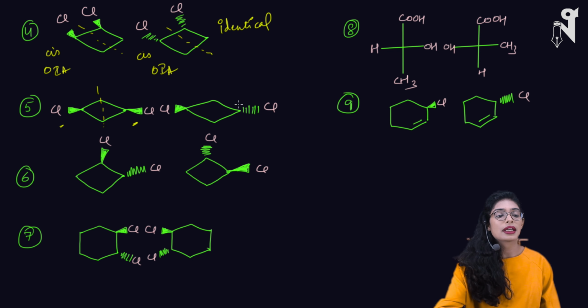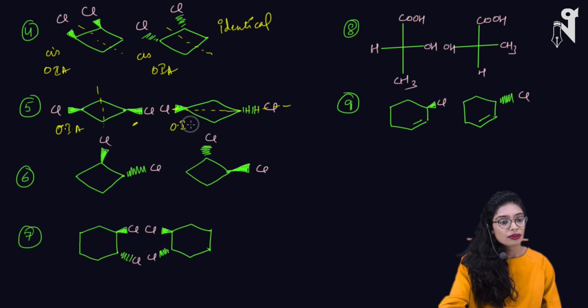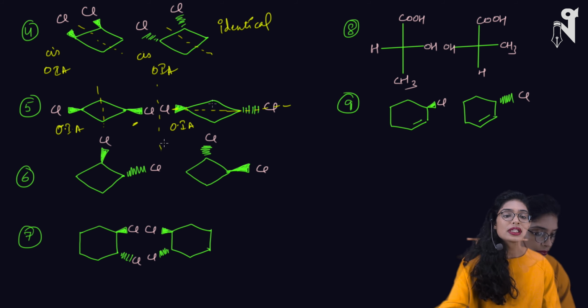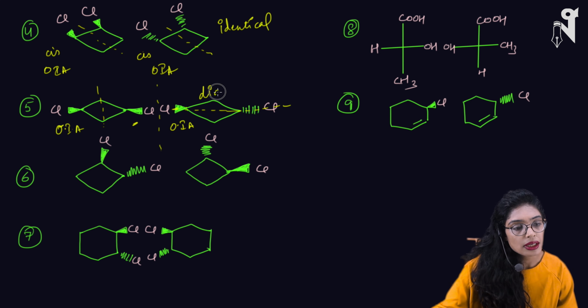This will be like this, and in this case it will be like this. So both the molecules have a plane of symmetry, hence optically inactive. Both are optically inactive. And they are not even mirror images of each other. Then what will these be? These compounds are diastereomers.